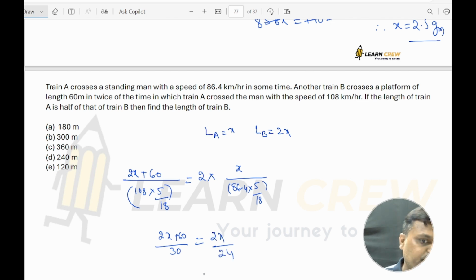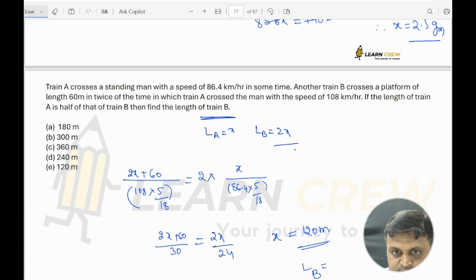So now if I simplify this, 60x minus 48x, 12x. 12x is equal to 1440. So I will get x as 120 meters. x is nothing but the length of train A. Length of train B is 2x, which is 2 into 120, which is 240. 240 meter.